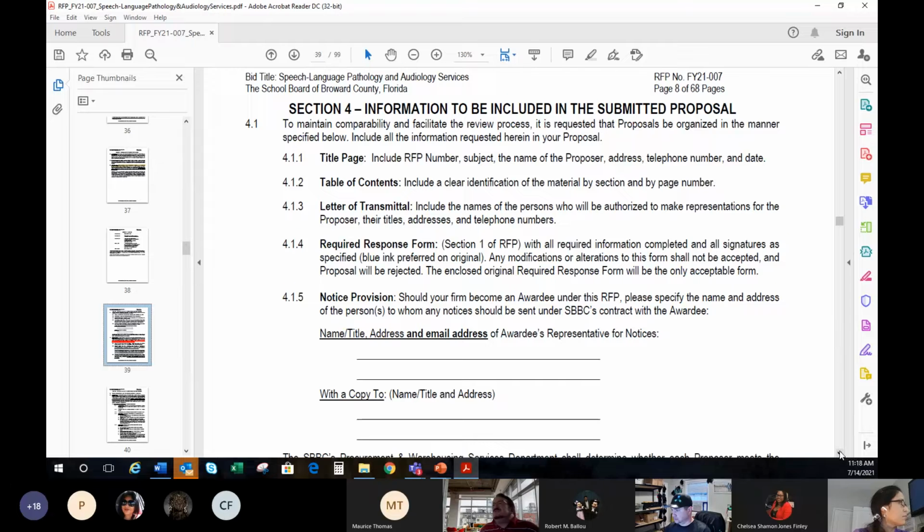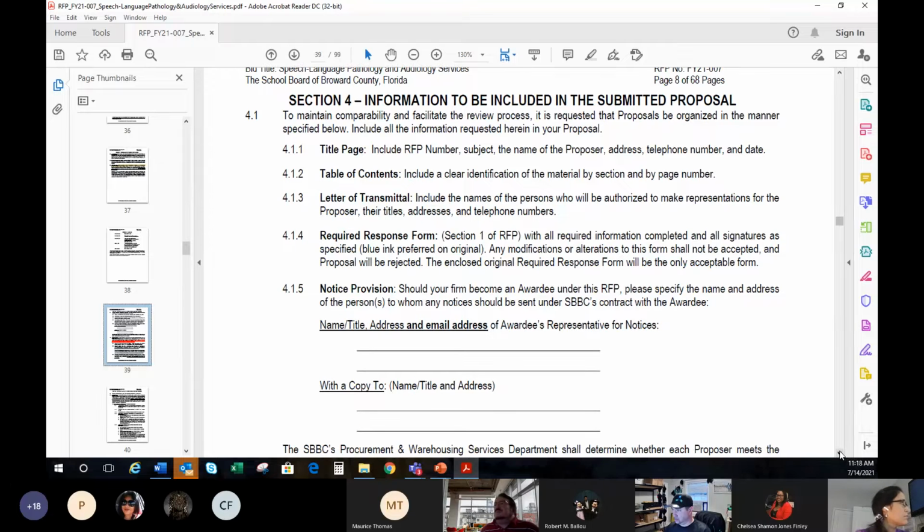And also, you have to have the required response form attached with all required information completed and all signatures as specified, blue ink preferred on original. Any modifications or alterations to this form shall not be accepted and the proposal will be rejected. So basically, photocopy it or put it in a PDF where you can actually fill in that information on the required response form.